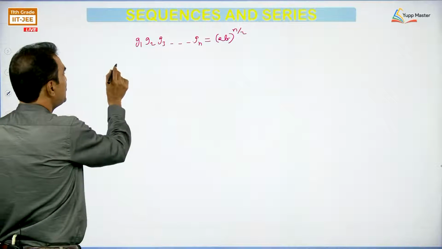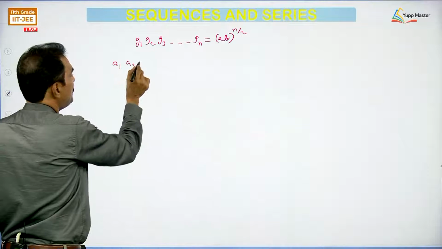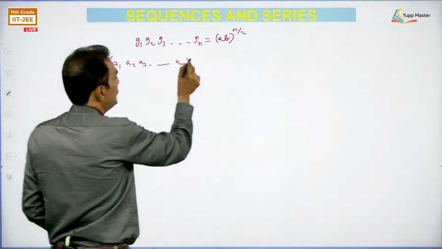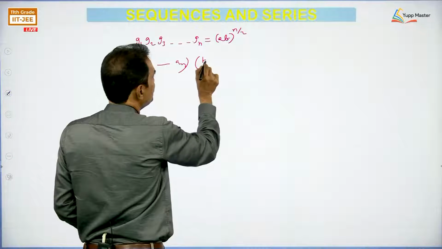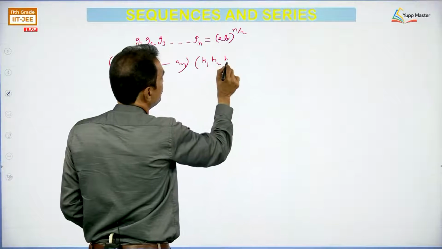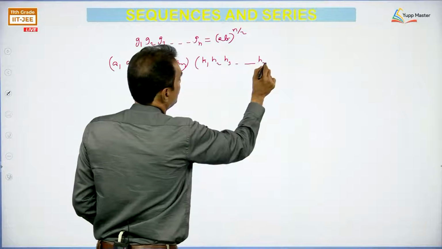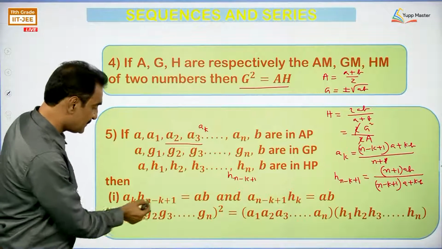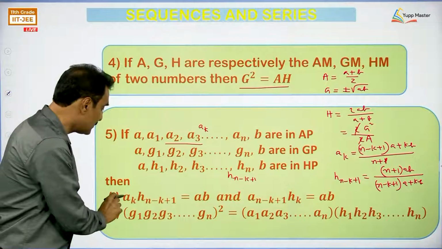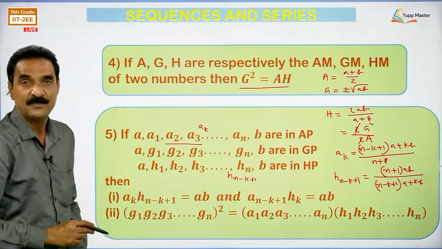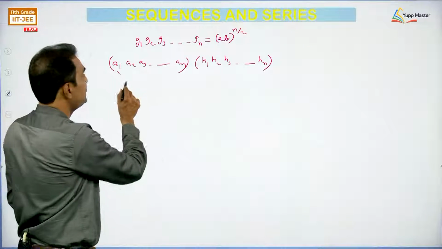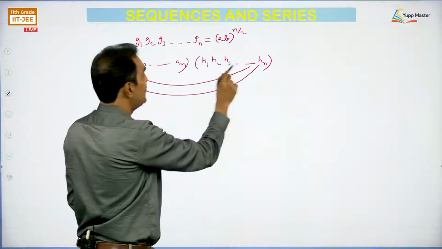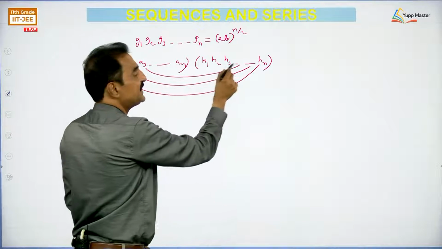Now, if you take the product of all AMs into the product of all HMs, then according to this result, the first arithmetic mean into the last harmonic mean will be AB. So, this into this is AB. Similarly, A2 into Hn minus 1 will be AB. A3 into Hn minus 2 is AB.